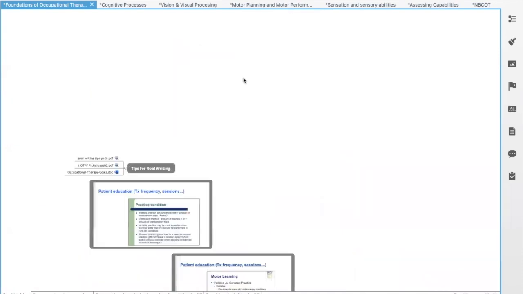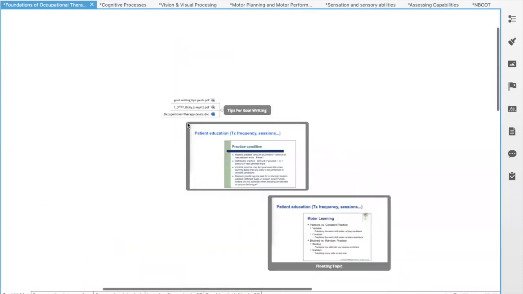And then at the top here, I included some tips for goal writing. And I think this is just some sample occupational therapy goals. So when I come back to look at how I can write my goals while I'm in the clinic, I can have some examples to go off of.